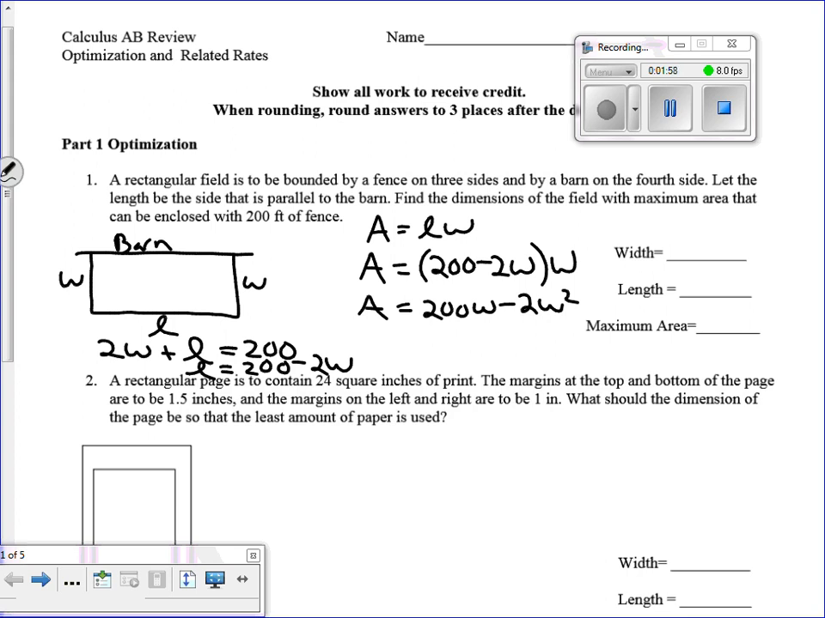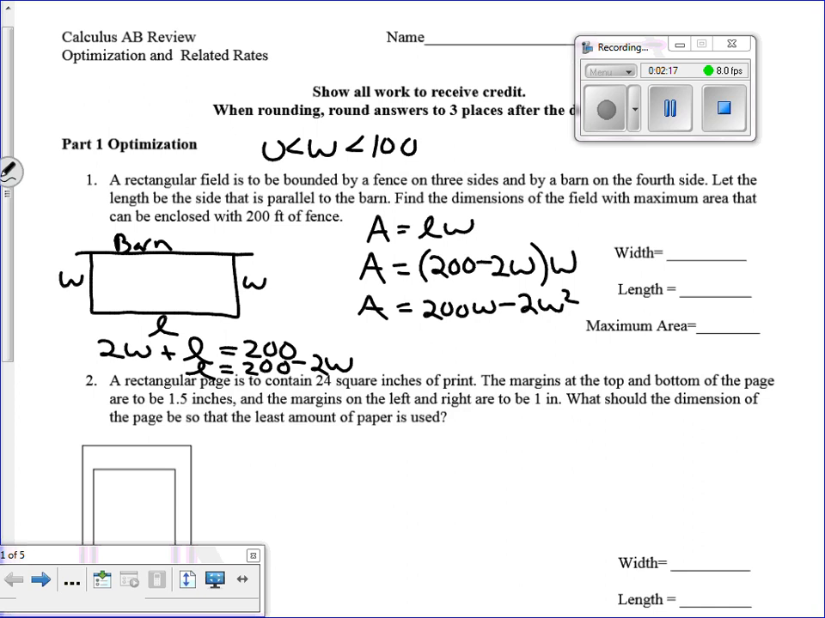Now W is the width of the fence. So I just want to make sure at the end that I don't get a number that's negative. I want to make sure W is greater than 0 and less than 100, because you have 2 of the W's and you only have 200 feet. So make sure at the end our answer is somewhere between 0 and 100.